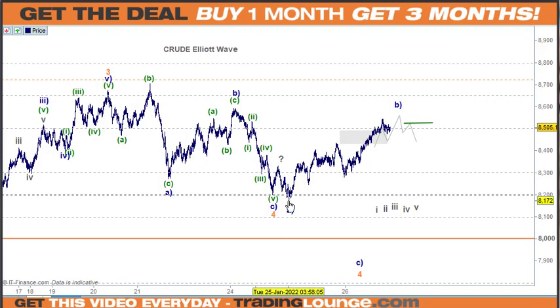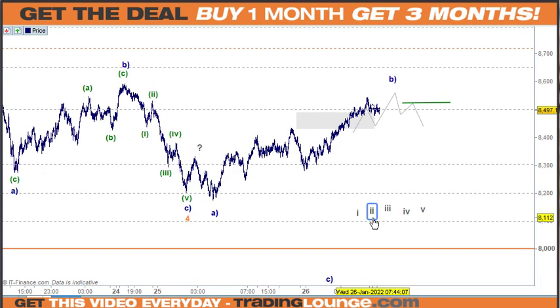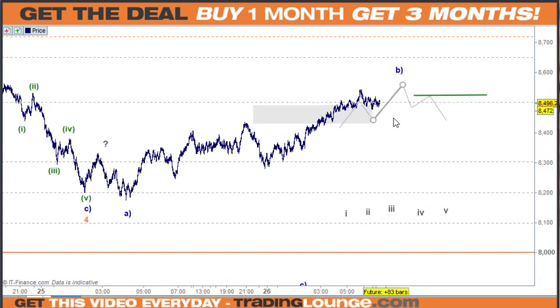As a B wave, I'm still not sure what this is, but maybe we could look at this as 1, 2, 3, 4, 5 here as the A wave and the B wave, or wave 1 and wave 2 here, and a nice third wave. It looks quite nice for a third wave, so it's all possible.